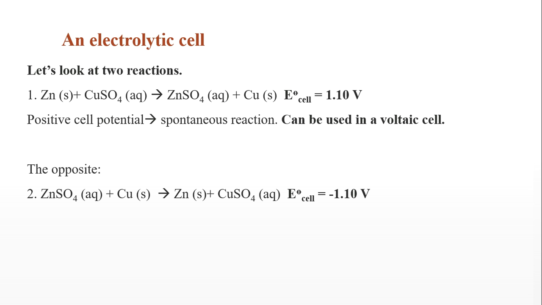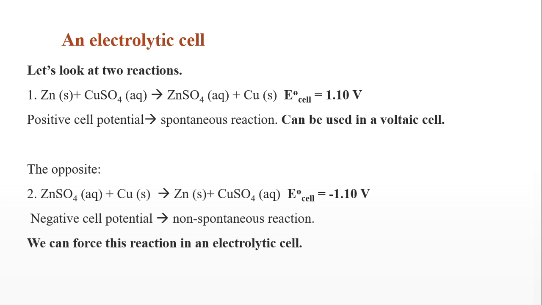But if we were to try the opposite, we try to utilize the reaction between solid copper and zinc sulfate to generate solid zinc and copper sulfate, then the value, based on the equation, would be a negative version of the previous one up here. So the cell potential is negative. That means that this is a non-spontaneous reaction. It will not happen, and it cannot be used, for example, to generate electricity. However, it is possible to force this reaction if we use an electrolytic cell.